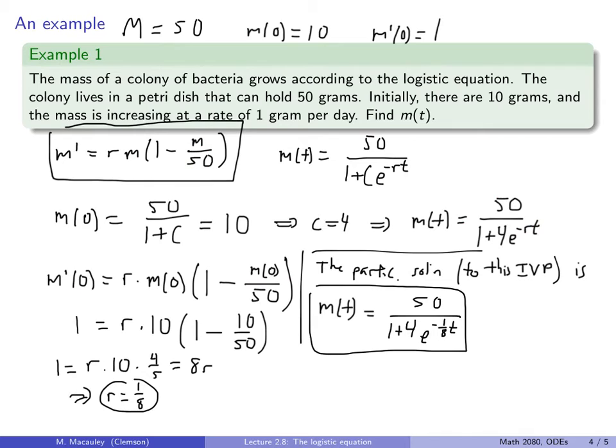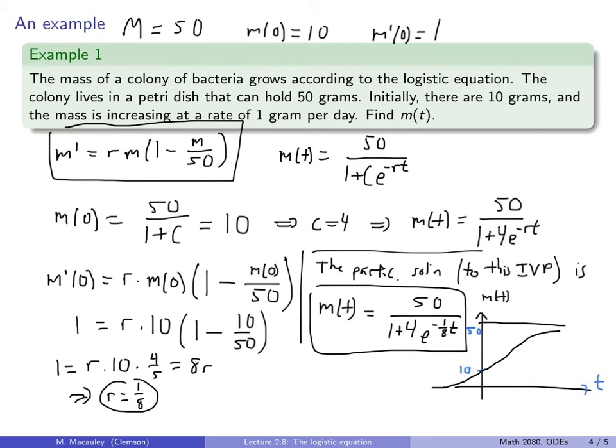And if you plot this, I have a little bit of room left. So this is m of t. This is 50. This is t. Then this is the solution that intersects the y-axis, or the m-axis, I guess, at 10. And it's going to look like this and go like this. And this is what the solution looks like, and this is what it is explicitly.